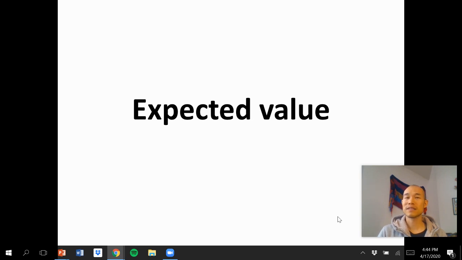Well, it doesn't exactly make sense, right? Because you won't expect to earn $1 because that only happens half the time, and you won't expect to earn nothing because that only happens the other half the time.